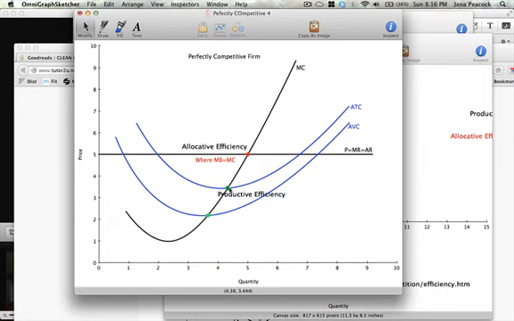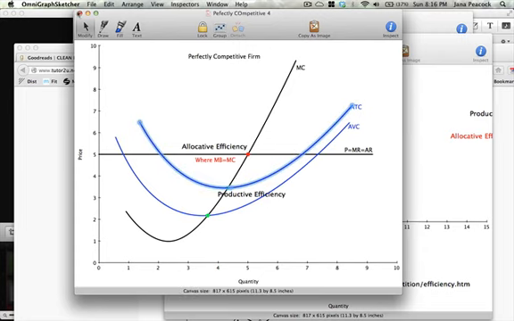As you'll notice, productive efficiency is achieved at the allocative efficiency and production points when a perfectly competitive firm is at equilibrium. So when you're up here at equilibrium, all of those points are the same, but if not, productive efficiency would be wherever ATC crosses the MC curve.